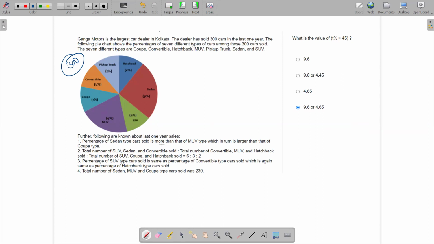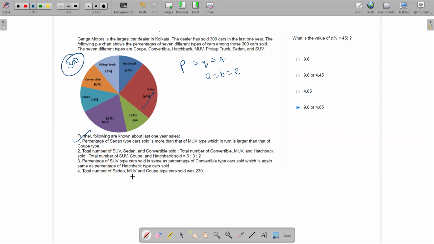The percentage of sedan is more than MUV, which is more than coupe. So sedan is P, MUV is Q, and it is more than coupe. Now third, the percentage of SUV type cars sold is the same as convertible, which is the same as hatchback. So SUV is A, convertible B, hatchback C. So A equal to B equal to C.